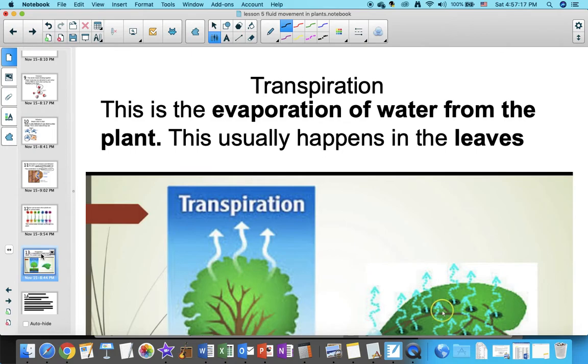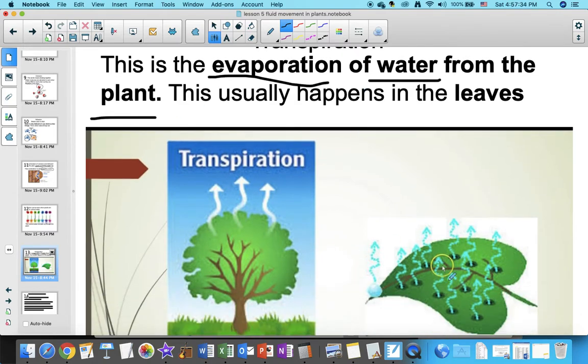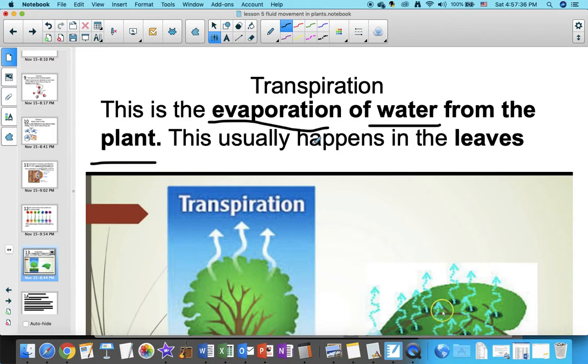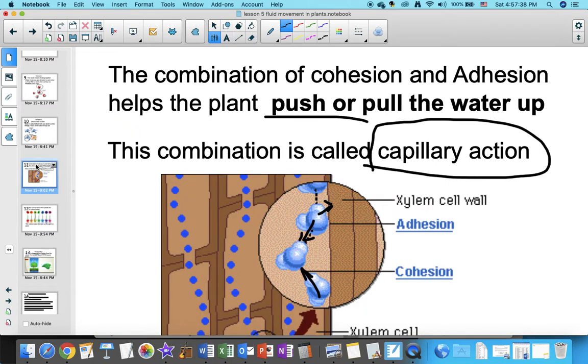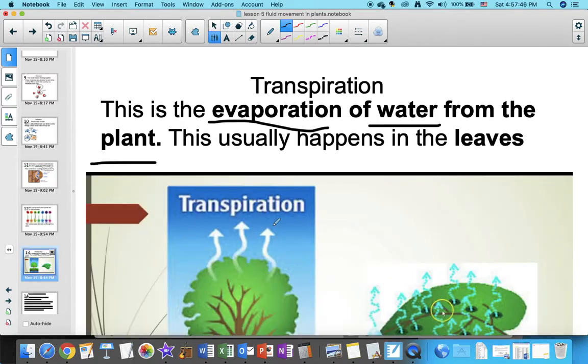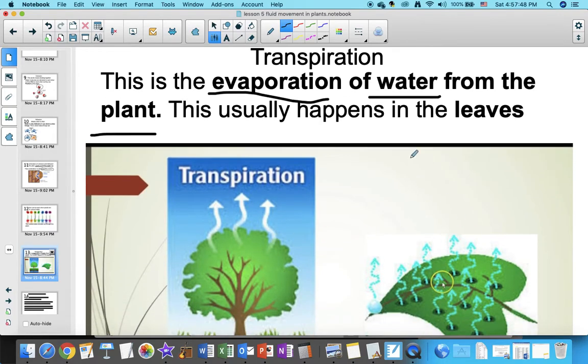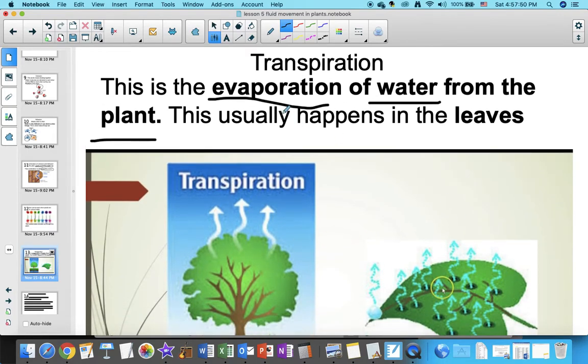Transpiration. So if water just keeps getting pushed up and up, why isn't the top just really wet? Well, transpiration is basically a fancy way of saying evaporation of water from plants. This usually happens in tree leaves. So when the water gets pushed up because of adhesion, cohesion, and the inevitable buildup of water, when it reaches the top, eventually it evaporates out. And this is called transpiration.